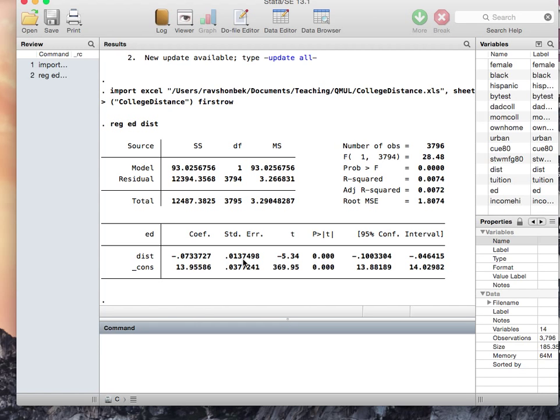Now let's look at statistical significance. The standard error is quite low, and because of the low standard error, you will get a high t-stat, and 5.34 is quite a high t-stat. This implies a statistically significant coefficient on the distance variable. The coefficient is significant, so the effect is significantly different from 0.